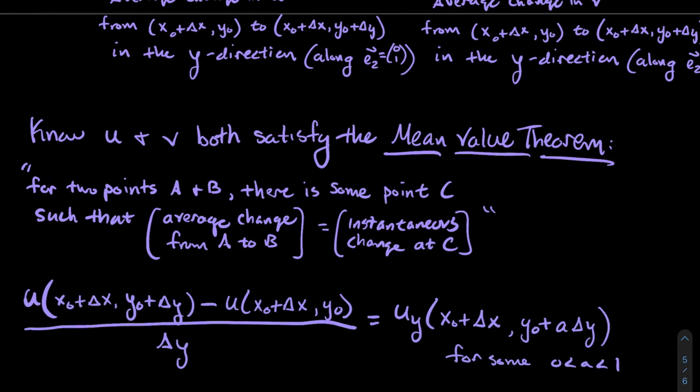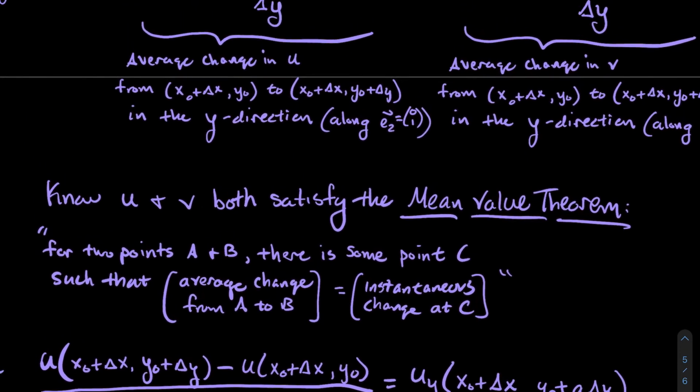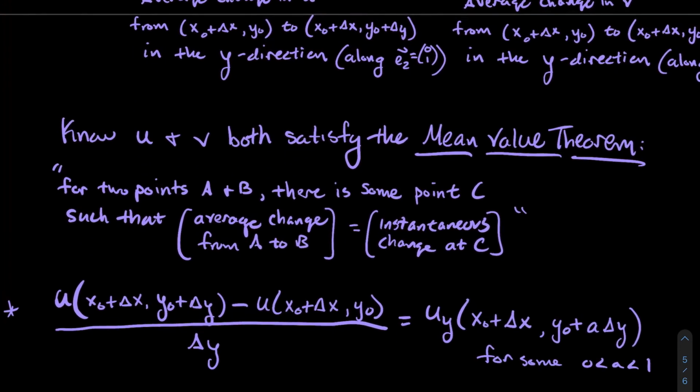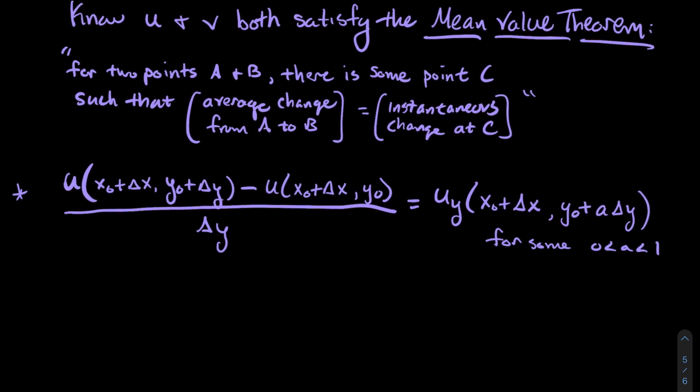All right, so then let's write that out. What's that look like? If I apply that, this average change in u with respect to y, what the mean value theorem tells me is that that should be the partial of u. The partial of u is the instantaneous rate of change in the y direction at some point. What do I mean at some point? I don't know where exactly it is, but it's on some little line segment that connects this point to this point, again, in the y direction. Notice that it's just some point between there.